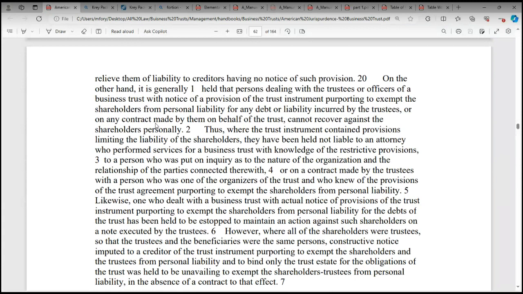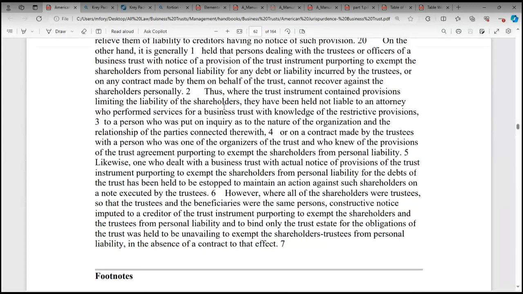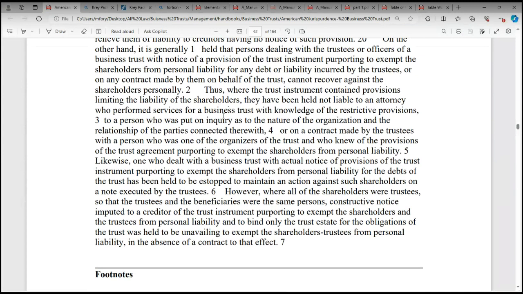It does not relieve them. So you didn't let them know. You ain't telling them the type of organization that you are. On the other hand, it is generally held that persons dealing with the trustees or officers of a business trust with notice of a provision of a trust instrument purporting to exempt the shareholders from personal liability for any debt or liability incurred by the trustees, or on any contract made by them on behalf of the trust, cannot recover against shareholders personally. Why? Because you contracted into it. The creditor in this case.